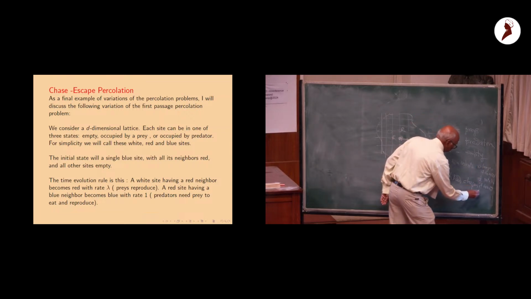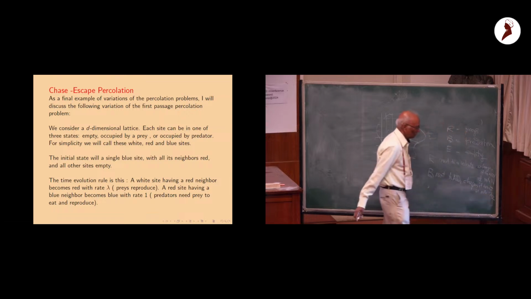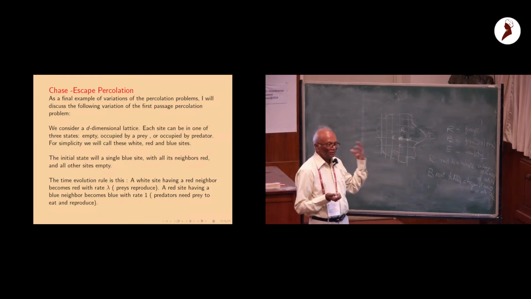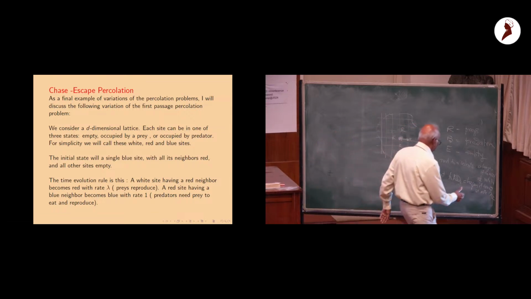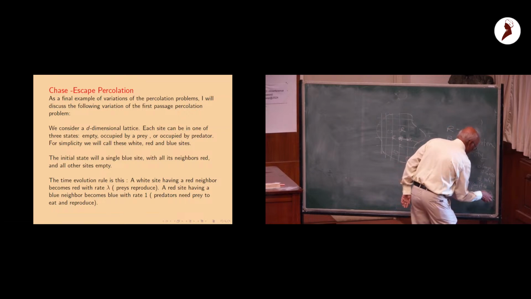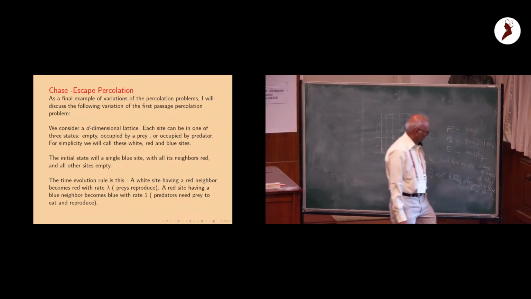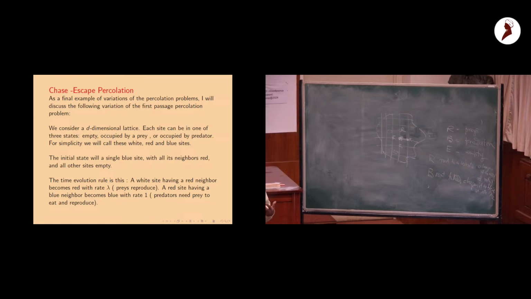at rate lambda 2. So this process is really occurring in continuous time, and lambda 1 and lambda 2 are parameters. I can choose one of them to be 1. Changes it to blue, sorry. So I will take lambda 1 to be 1 and try to see what happens to this system as I vary lambda 2.